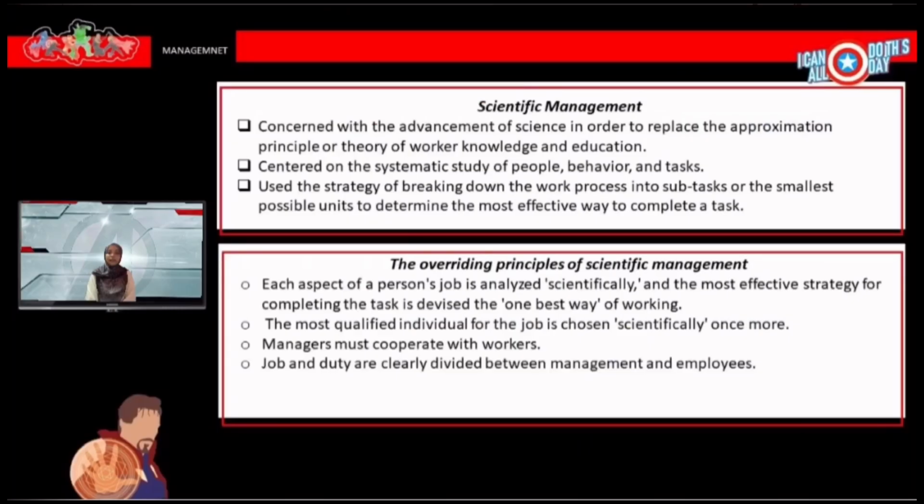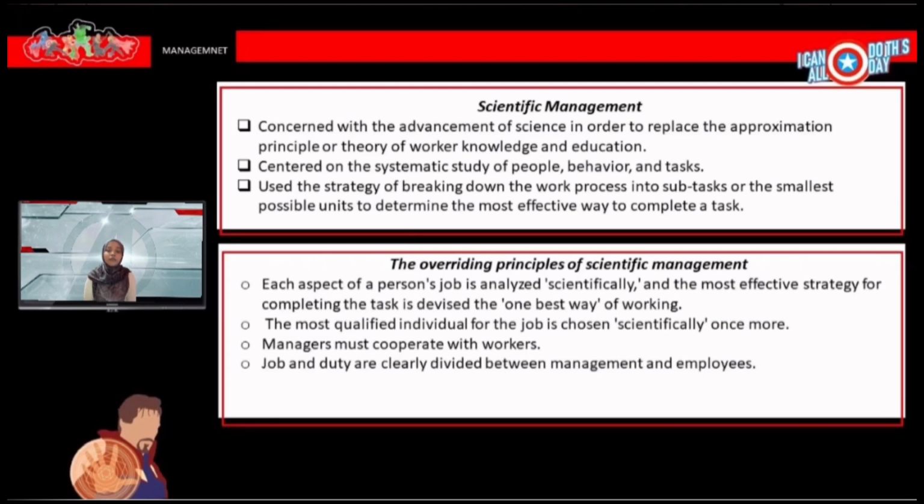Scientific management is concerned with the advancement of science in order to replace the approximation principle or theory of worker knowledge and education. It is centered on the systematic study of people, behavior, and tasks. Then, it uses the strategy of breaking down the work process into subtasks or the smallest possible unit to determine the most effective way to complete a task.